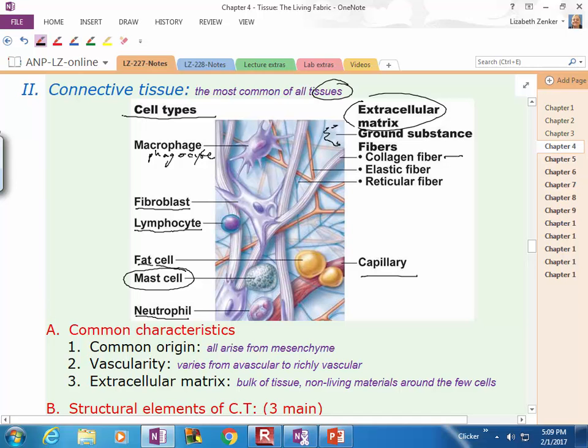Capillary. So variable, sometimes they are present, sometimes they are not present with the CT. So let's stop there for now, and we will pick up with common characteristics of CT when we come back.